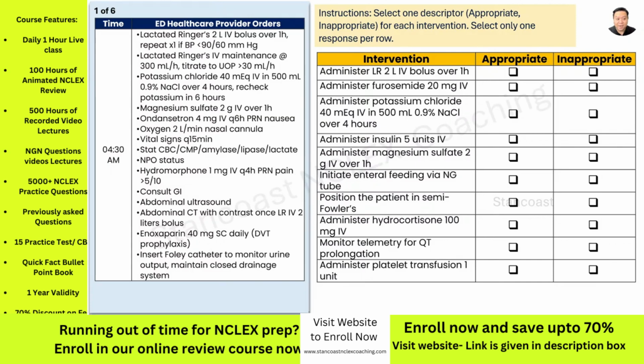All right, what do you think about the first intervention here? Do you think that is appropriate or inappropriate? Again, let me reread that: administer lactated ringer solution 2 liters IV bolus over 1 hour. The answer to this is appropriate. You should administer this fluid bolus right now because the patient has severe hypotension, that's 64/42. And going back into the lab data, the lactate level is really high. Of course, the patient has a thready pulse. These are classic signs of hypovolemic shock.